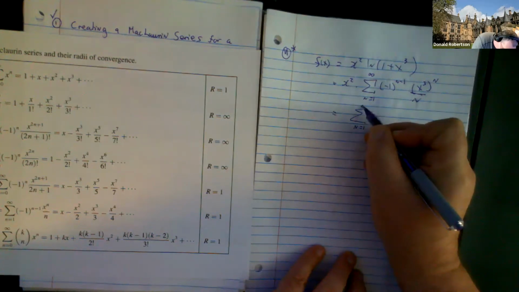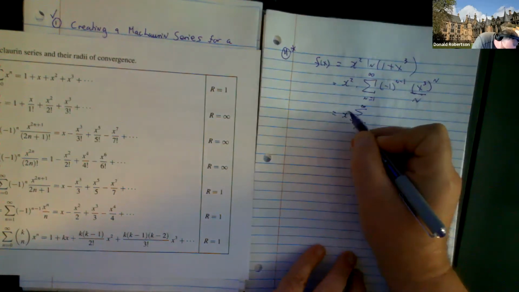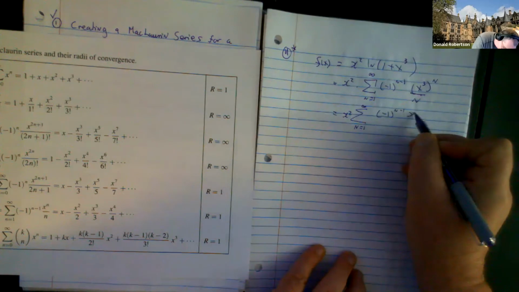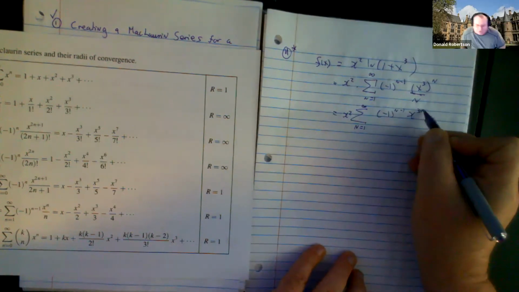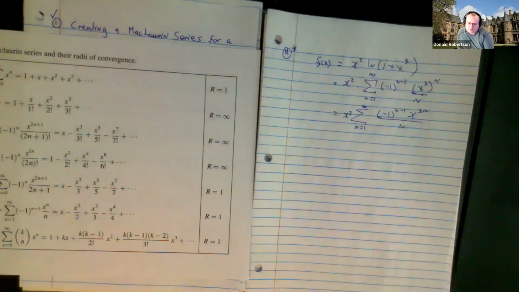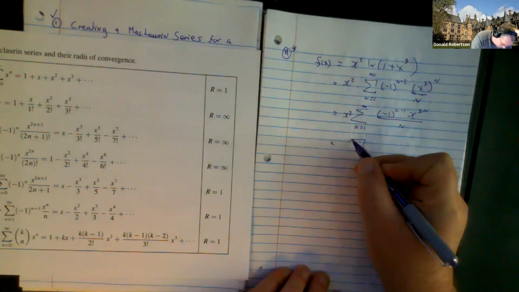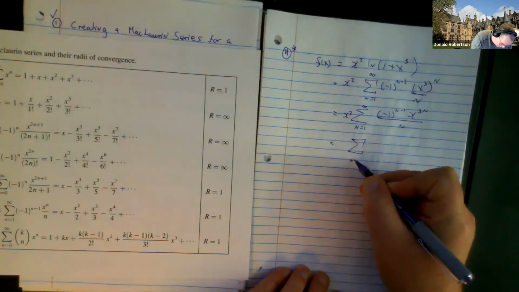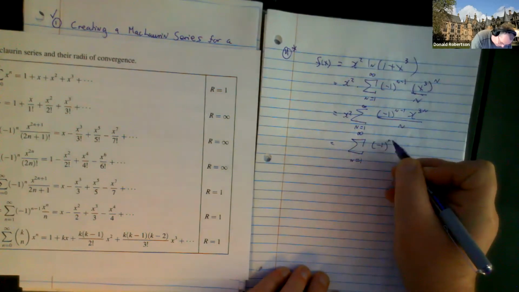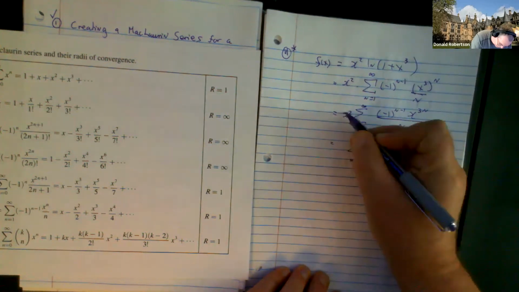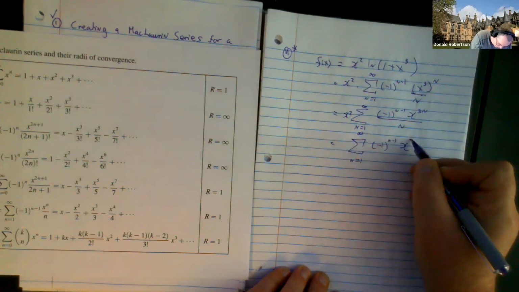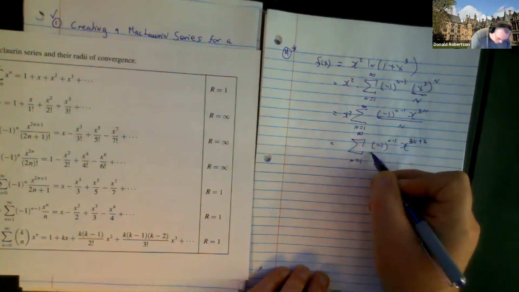Not really a lot of tidying up here. I like the whole thing over n, it just looks right to me to write it that way. And just bring in the x squared and we're finished. And multiplying by an x squared really just adds on an extra 2 to the power of x.